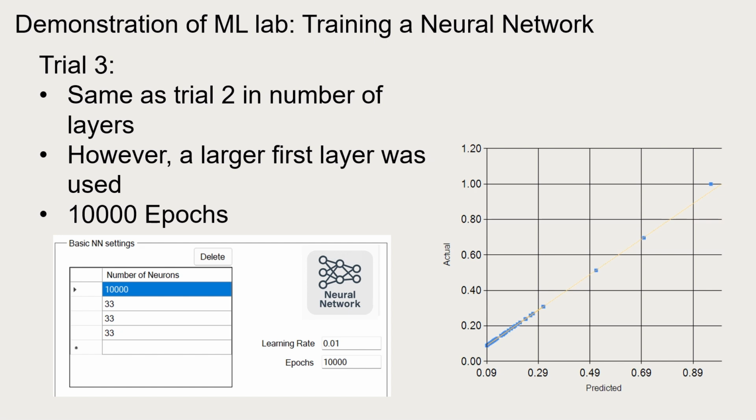This is my final training, and this is the best performance I got. So it's just similar to trial number 2. However, I used 10,000 neurons in the first layer, and then I increased the epochs to 10,000. Of course, my data is already normalized here, so I got a perfect prediction even in this zone, and I got very good prediction in this area.